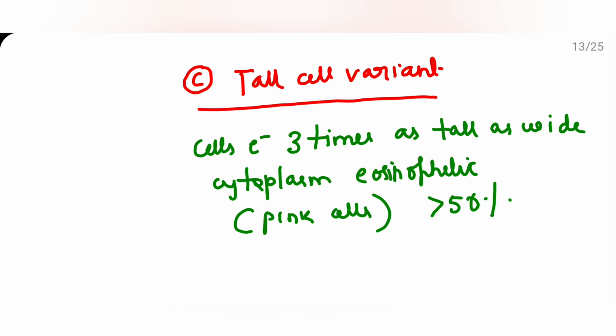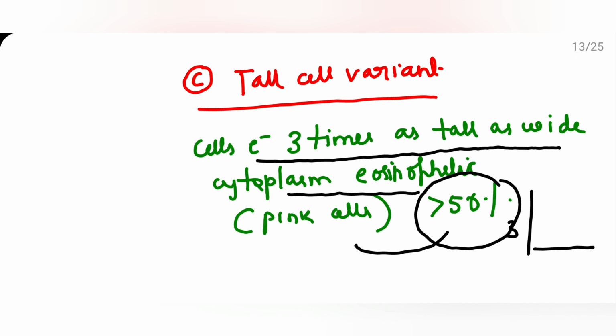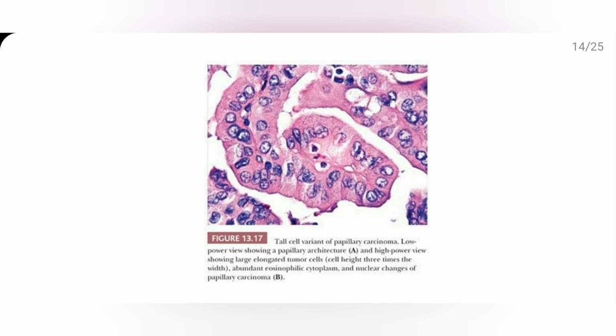Next, coming to tall cell variant. Here the cells are 3 times as tall as the width. The length is 3 times the width. And the cytoplasm is eosinophilic, which is also termed as pink cell. And this should be about 50% of all the cells in the tumor to call it tall cell variant. Here you can see the pink cells.